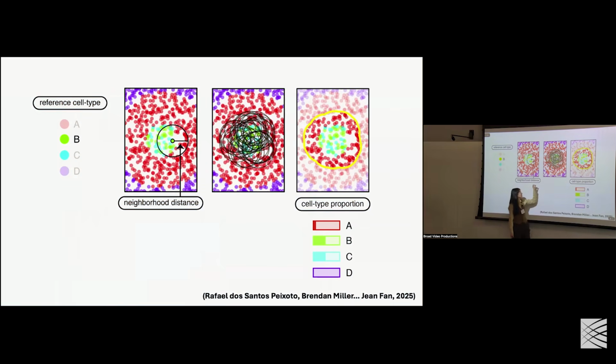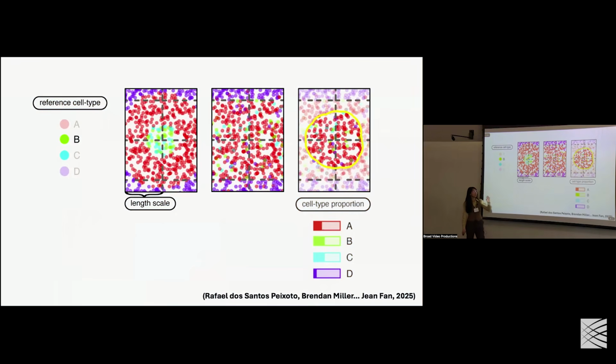A lot of these distances are actually informed by what we know about physics. So for example, we know that cell-cell interactions and diffusion only really happen up to 30 microns. So we can take that as a distance. But then we create this neighborhood around all the cell type Bs and evaluate the cell type proportions of all the other cell types observed around this neighborhood of cell type B.